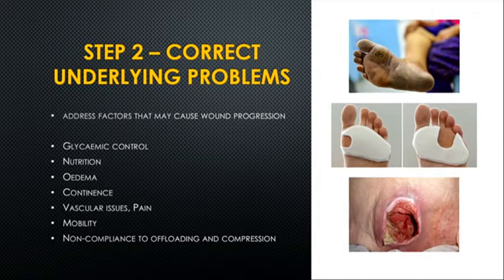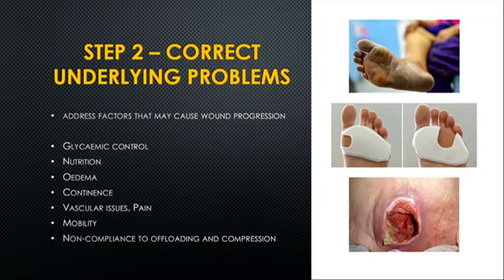So again, glycemic control, make sure their sugar levels are good. Nutrition can be both obesity as well as malnutrition. Macronutrients like protein, micronutrients, iron, vitamin C, all of these are important. Edema, especially in lower limbs. If somebody has chronic edema, and if this is not settling, the wound is not going to heal. That interstitial fluid is just going to leak out through that wound, and that by itself will make sure that, if everything else has been taken care of, the wound doesn't heal.